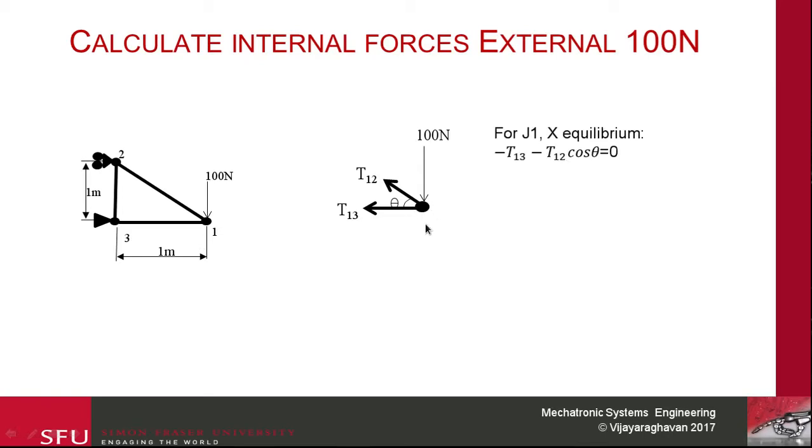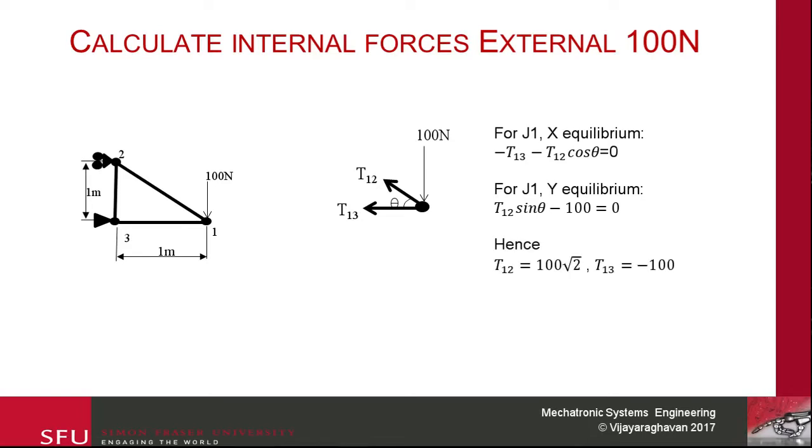Once we have this, we can solve for the x equilibrium, which is T13 minus T12 cos theta equal to 0. Theta here would be 45 degrees because of the geometry. Similarly, we can use the y equilibrium, and then this is the equation we get, and we can solve for T12 and T13. So we get T12 is 100 square root of 2 and T13 is minus 100 newtons. So we can extend this and then solve for the equilibrium of joint 2 and 3.